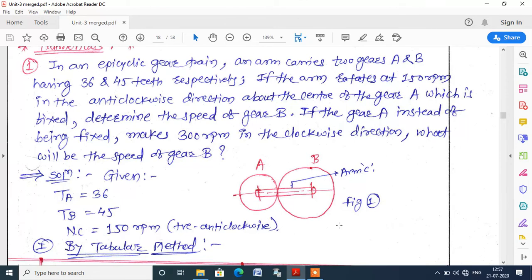So gear A, gear B, gear A is meshing with B and another arm C is there. So this way we have drawn the figure. Here read the problem two times properly. This is a very, very important numerical. So after reading the problem, write down the given quantities. Number of teeth on gear A is 36, number of teeth on gear B is 45. And here it is mentioned in the first condition the arm rotates 150 rpm anti-clockwise. So anti-clockwise we have taken positive. So NC equals plus 150 rpm.